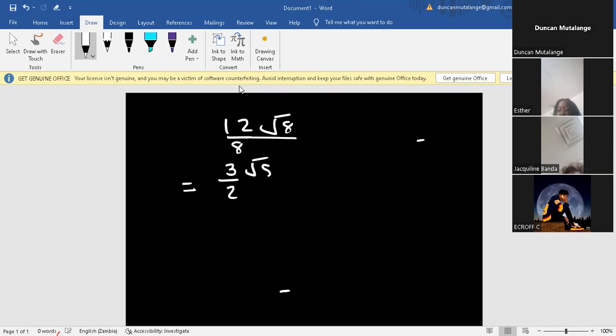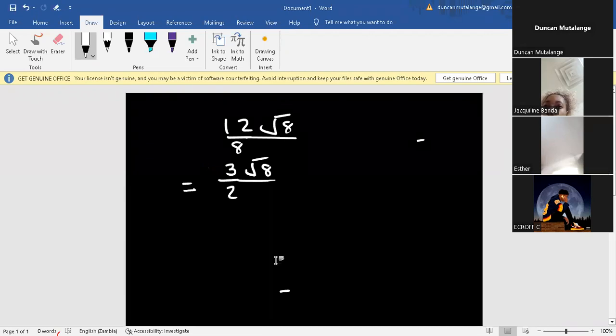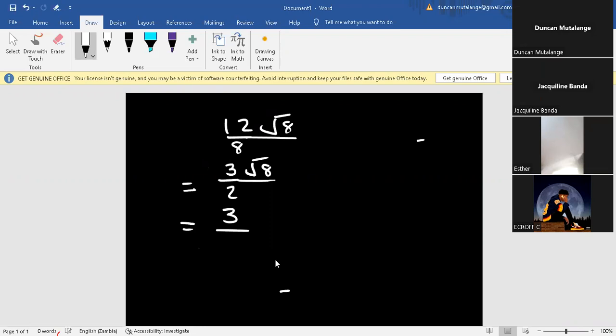Now, when you reach this point and you leave this as your final answer, this is going to be marked. You're not going to be given full marks. So to get your full marks, you need to simplify this further. If you look at 8, in what ways can we express 8 as a number that is containing a perfect square? So which perfect squares can go into 8? Yes, anybody try it out?